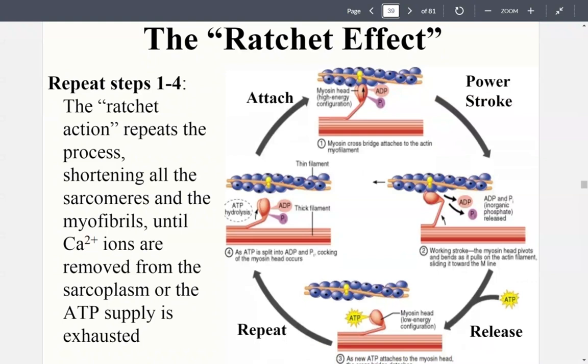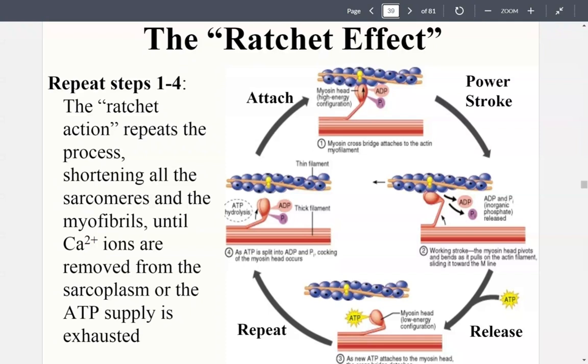It's then going to cock, that's also known as the power stroke. It's going to release, and this process is going to repeat. These will repeat over and over and over again until calcium has been removed from the sarcoplasm and/or the ATP, remember that's our energy supply, is exhausted. So these two things need to occur, calcium plus energy, in order for this cross bridge to occur.